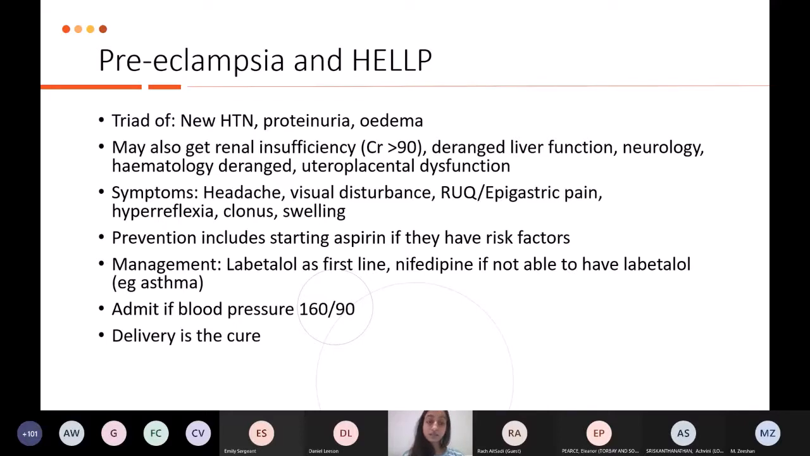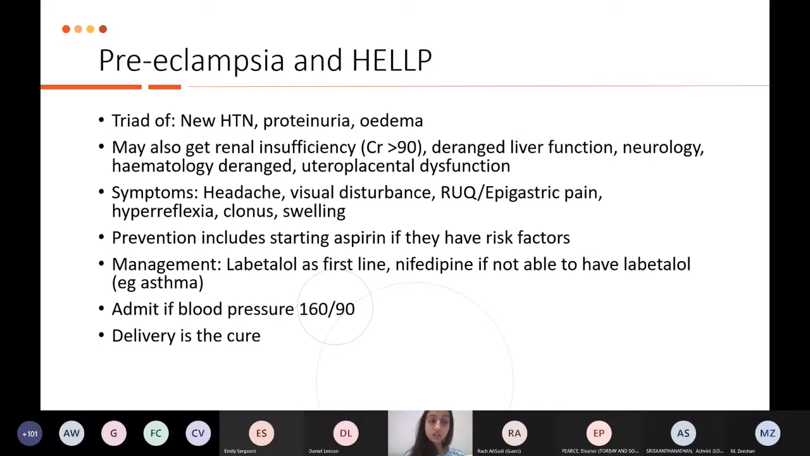You might see a deranged liver function, usually ALT might be deranged. You would get abnormal neurology, which I'll come to in a second. You might get deranged hematology, and then like we talked about, dysfunction of your placental circulation, which essentially puts baby at risk as well, and that's why we worry about it a lot.